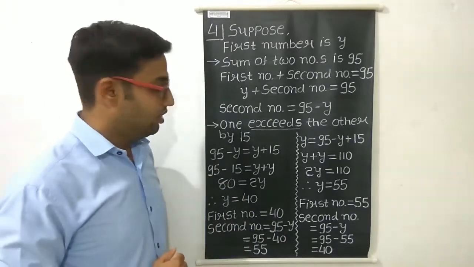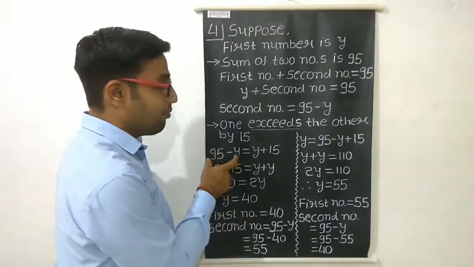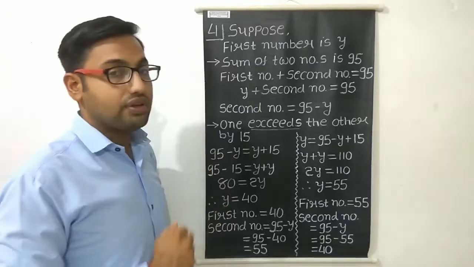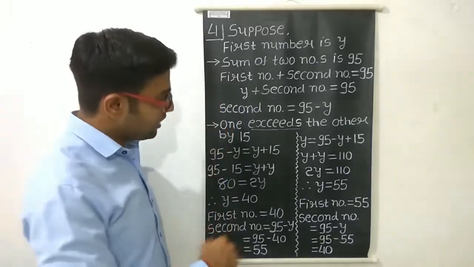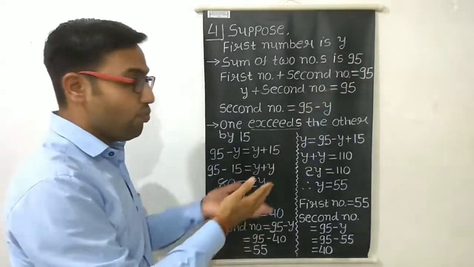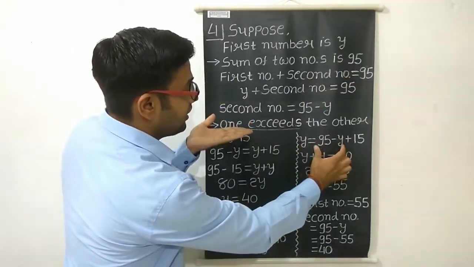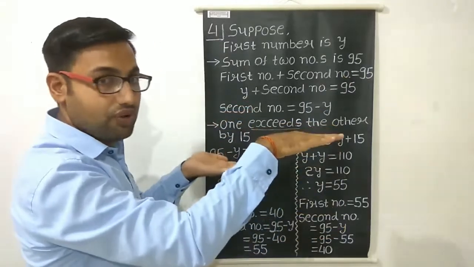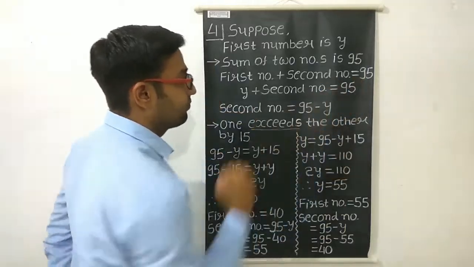Now a question may arise in your mind: why do we take the second number as greater? We don't know, and it is also not given in the question that the first number is greater and the second is smaller. So let's suppose that first number y is now greater. This is the greater number. Second number 95 minus y is the smaller number. So to make both the numbers equal, now we have to add 15 to the second number.